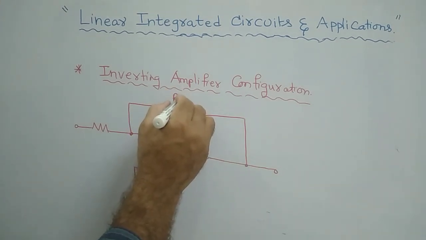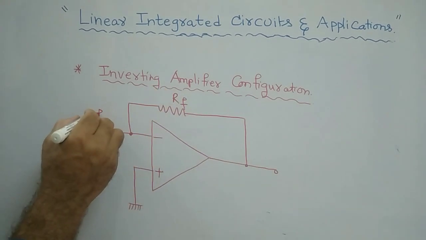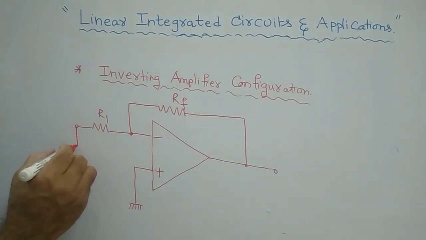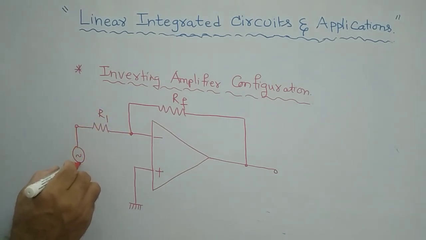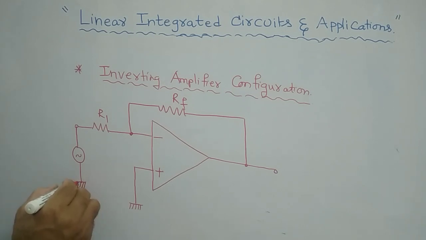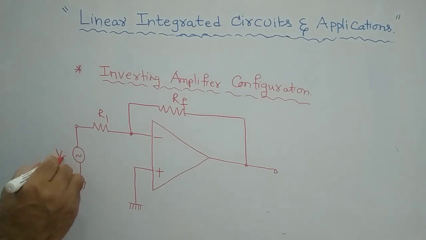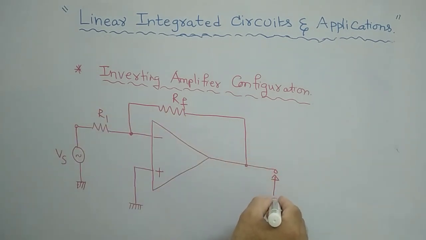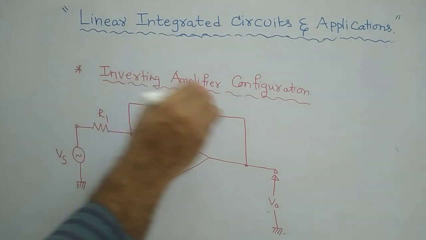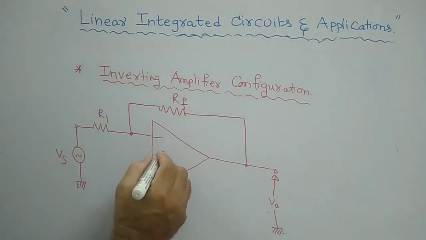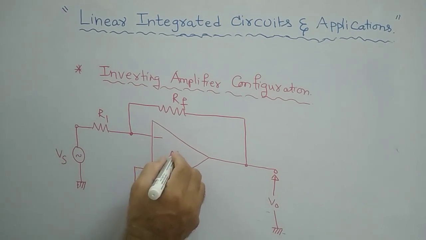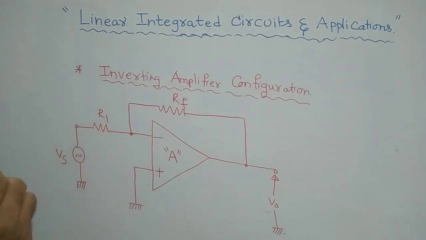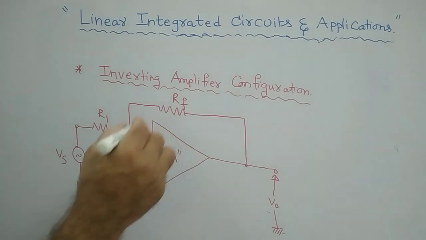This is called RF, this is called R1, and this is the input signal I am giving here, or you can call it Vs, the source voltage. And at the output I am considering V0, output with respect to ground. See this diagram. This is the inverting amplifier configuration of an op amp, with gain A. A is the open loop gain.